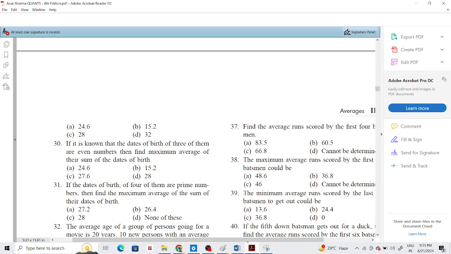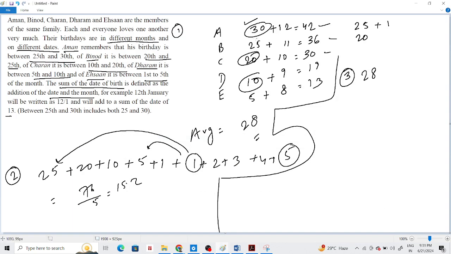It is asking that it is known that the dates of birth of 3 of them are even numbers, the dates. Okay, so you see 30, 20, 10. In this first case we have 3 even numbers, right? 3 even numbers only, so that means we can take the answer for the first question only, 21, 28.